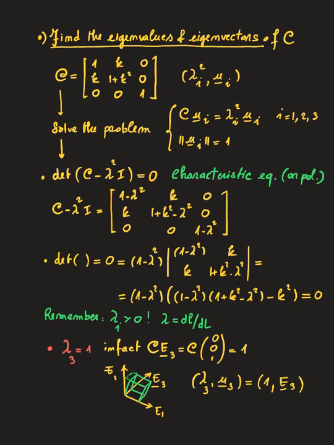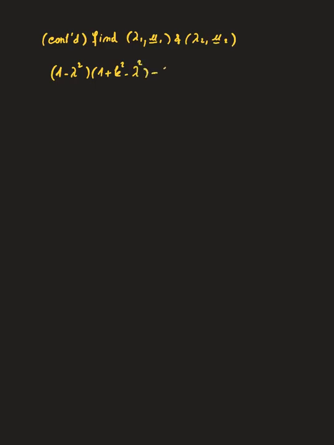So let me copy this expression to the following page. Continued from previous page: find the other two, lambda 1, U1, and lambda 2, U2, okay? So let me write again the characteristic polynomial. Well, this is equal to the rest of that equation, so it is (1 minus lambda squared) times (1 plus k squared minus lambda squared) minus k squared equal to 0.